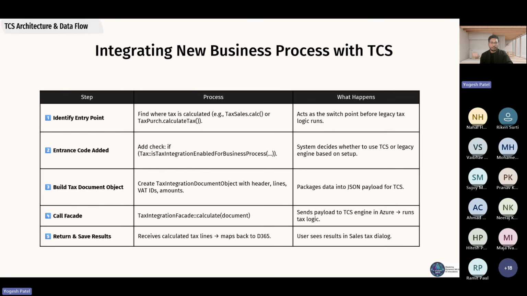Then three, build the document object. So package all key data like header, lines, VAT ID, and amounts into a JSON payload. And then call the facade, which sends the payload to the tax integration facade calculate method. This executes the logic in Azure. And then return and save results. So TCS returns the calculated tax lines, which map back to Dynamics, visible in the sales tax dialog in any of the documents. So that's 5 key steps.